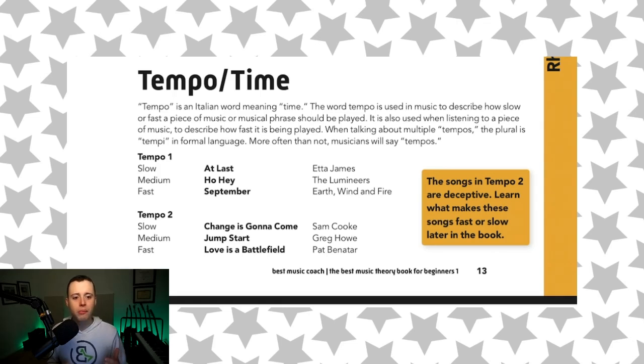So when we talk about multiple tempos, the plural, so if we have more than one tempo, is actually tempi in formal language. Just like if you have one piece of spaghetti, it's actually a spaghetto. And if we have more than one spaghetto, we have spaghetti. If you have one little drawing on a wall, that's a graffito. If you have lots of drawings or a complicated drawing on a wall, that is graffiti. So in Italian, more than one is E and one is O.